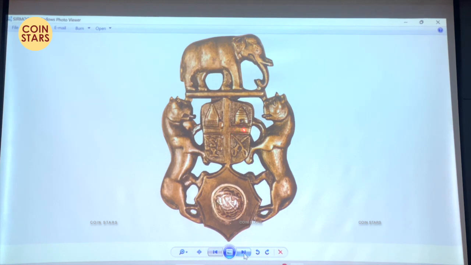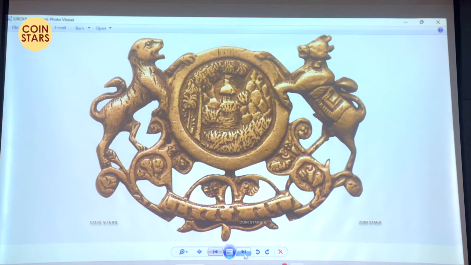Next. This is Sirmur in Himachal Pradesh. Elephant on top. This is a temple, both sides, and swords. Next. This is Sirohi in Rajasthan.